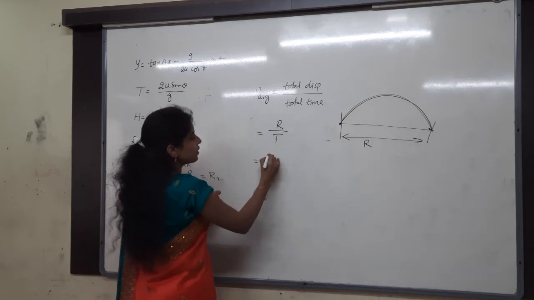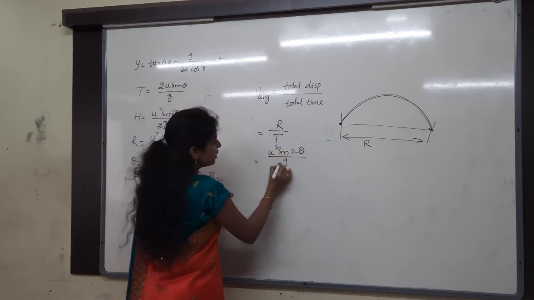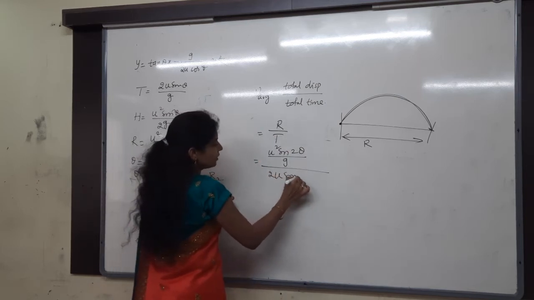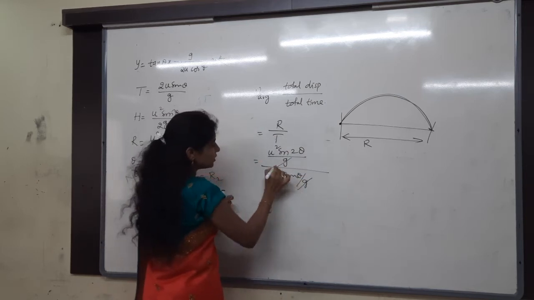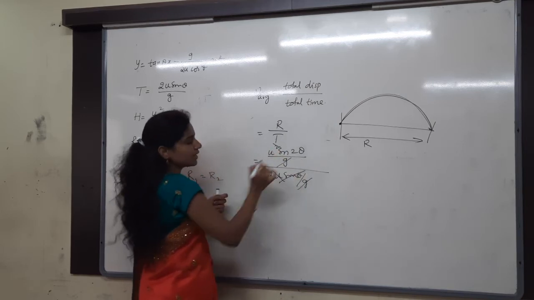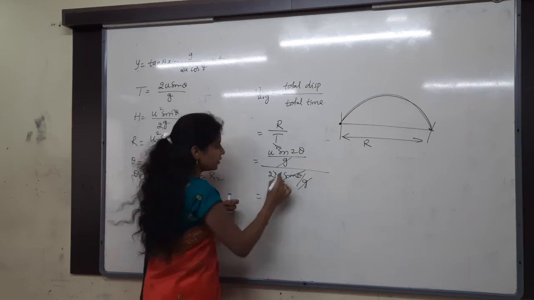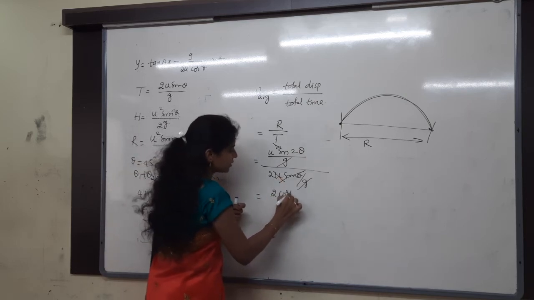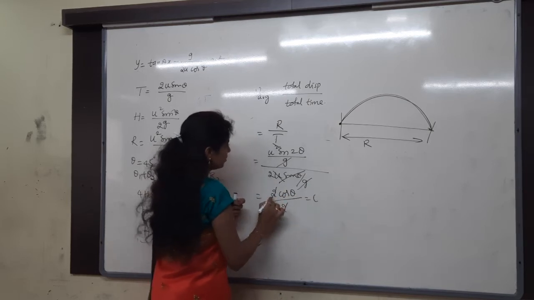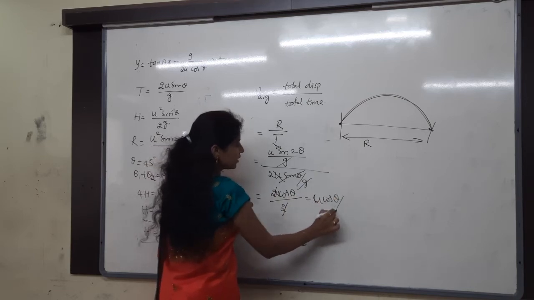R is equal to what is the formula? U square sin 2 theta by g, divided by the time of flight, which is 2u sin theta by g. g gets cancelled. One of the u gets cancelled. One of the sin theta gets cancelled. What will be remaining? 2 cos theta is remaining, divided by 2. The 2 gets cancelled. Yes, u cos theta is the final answer.